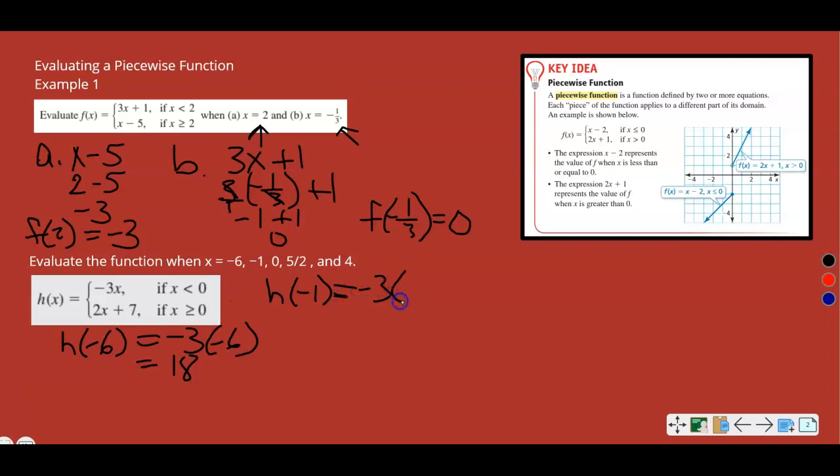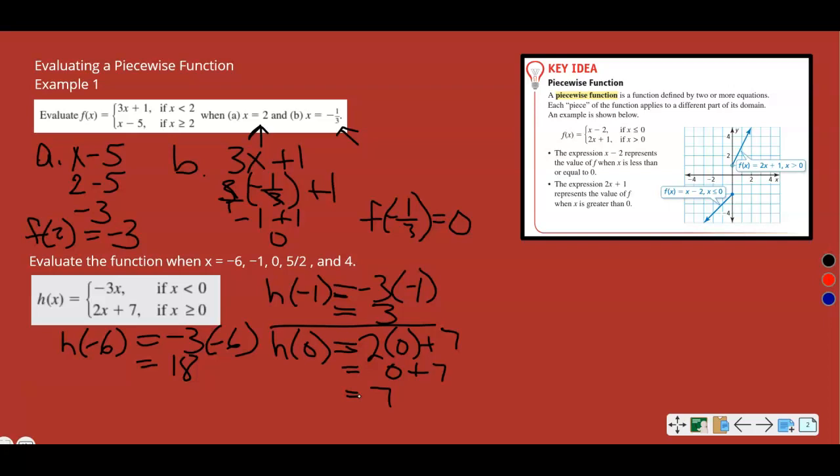So we're going to have negative 3 times negative 1, or 3. All right, the next one is 0. So let's look at h of 0. 0 is not less than 0. 0 is greater than or equal to 0. So we're going to use the second function here. We're going to use 2 times 0 plus 7. 0 times anything is 0, plus 7 is 7. So h of 0 equals 7.